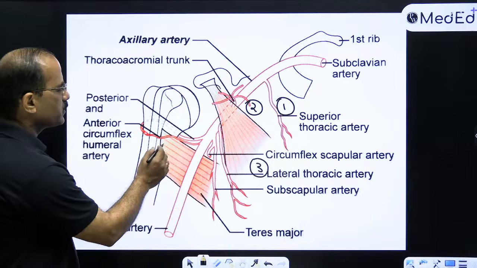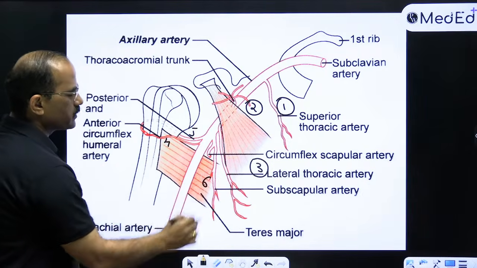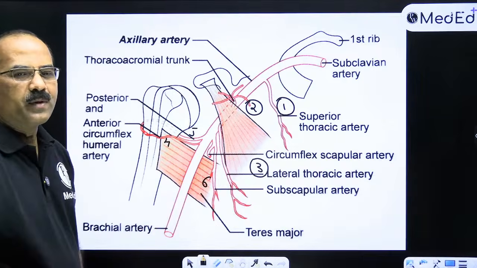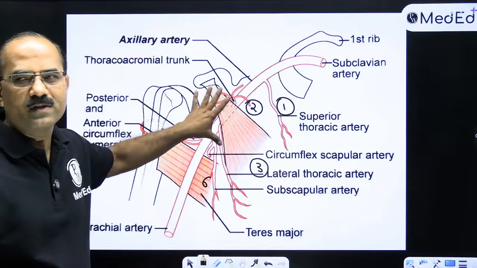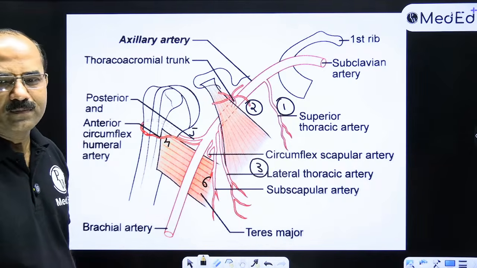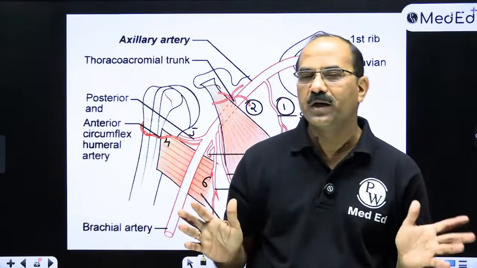Number 1, this is anterior circumflex humeral, posterior circumflex humeral, and subscapular. These are the branches from the third part. These are given at the lower border of subscapularis muscle. Subscapularis के lower border पे होता है. ठीक है बच्चों, क्लियर है? इतना है axillary artery के बारे में याद रखना है.